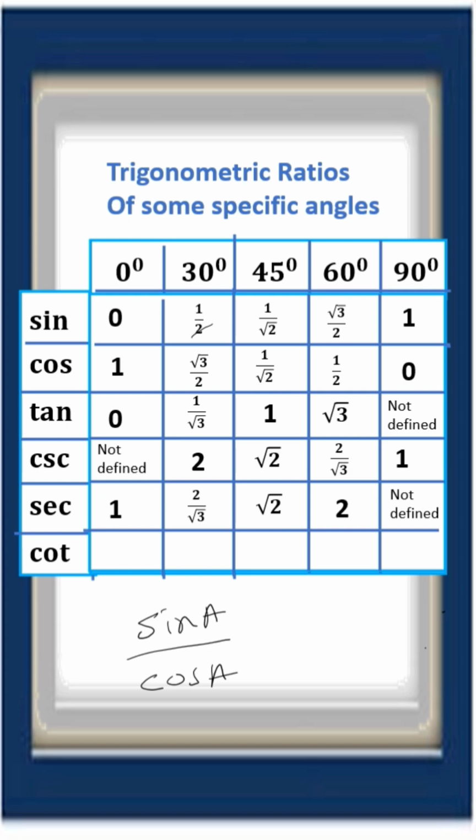Cot is the reciprocal ratio of tan. So cot 0 is not defined. Cot 30 is root 3. Cot 45 is 1. Cot 60 is 1 by root 3. Cot 90 is 0.